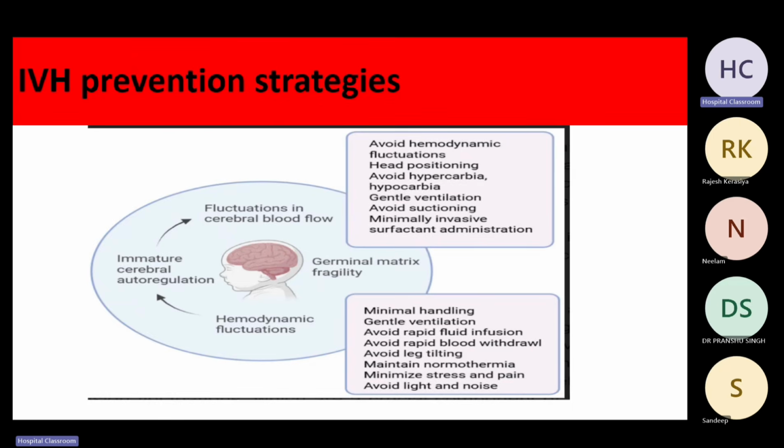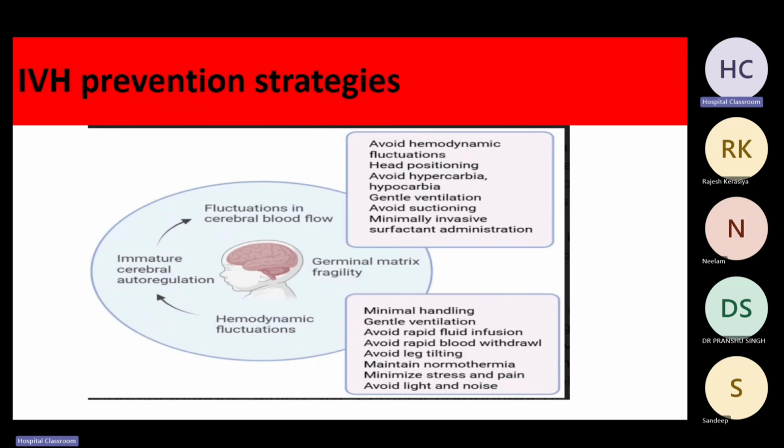In our NICU and in the delivery room we should avoid hemodynamic fluctuations. So aggressive use of inotropes or not using inotropes when it is actually indicated, both these scenarios will cause a lot of fluctuations in BP and cause IVH. Head positioning, avoiding hypercarbia or hypocarbia, gentle ventilation, avoiding suctioning, minimally invasive surfactant administration. That is why your LISA or MIST is the modality of choice to give surfactant in ELBW babies, because it helps to decrease the chances of IVH.